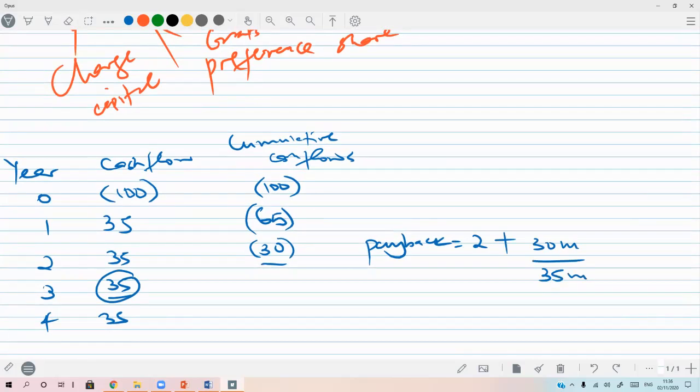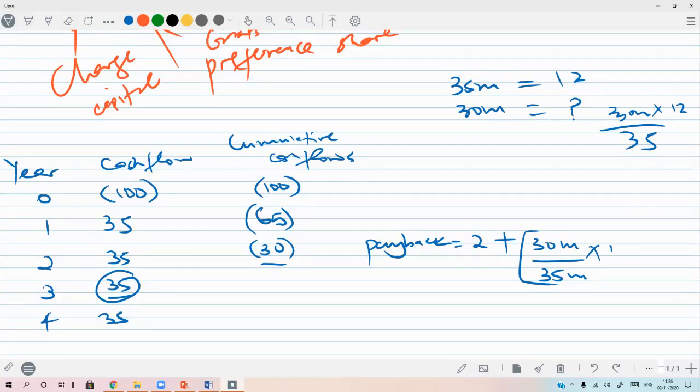Don't forget, you're assuming that the cash is generated on a constant basis. Therefore that 5 million is equal to 12 months, for the entire year. What about 30 million? That's the question you want to answer. It will be equal to 30 million times 12 divided by 35. We multiply by 12 months in case we want to get into months. And again, how many years? 2 years, and how many months?